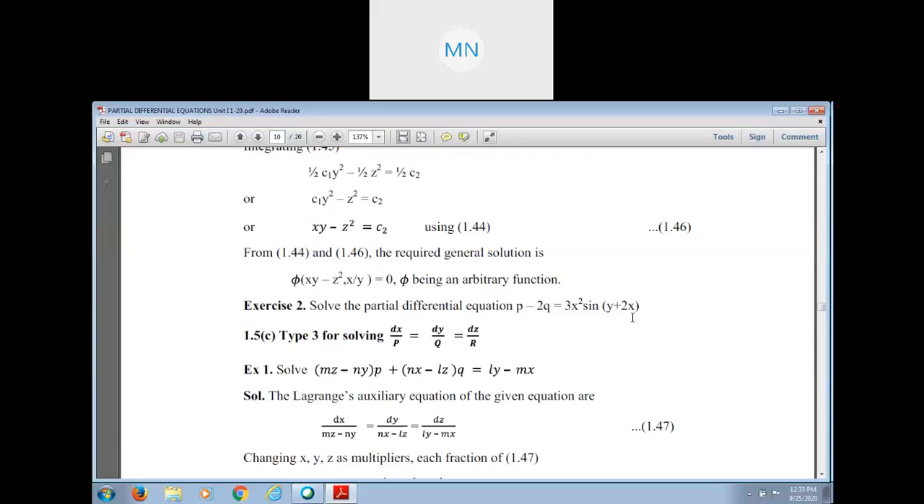And here let me discuss the third type. dx by P equals to, this form is the same, but try to solve this type of equation. Here P is mz minus ny, plus nx minus lz equals to this.